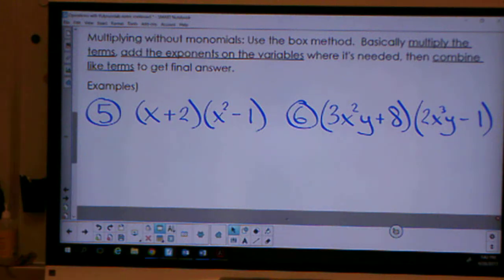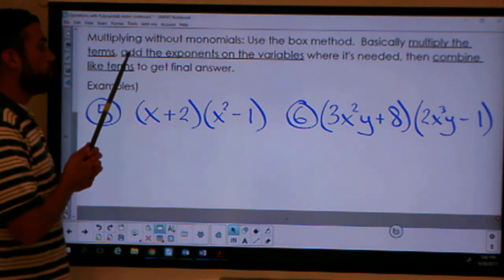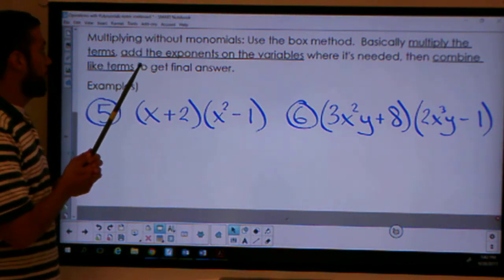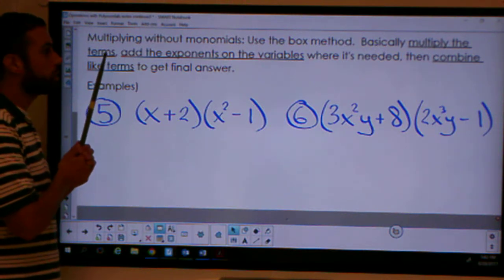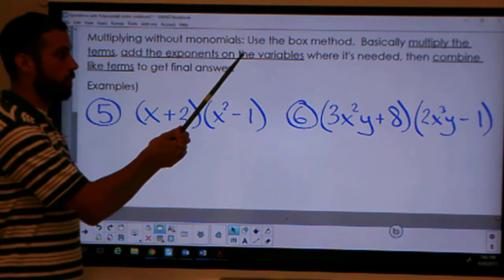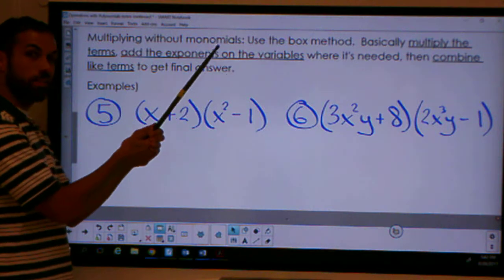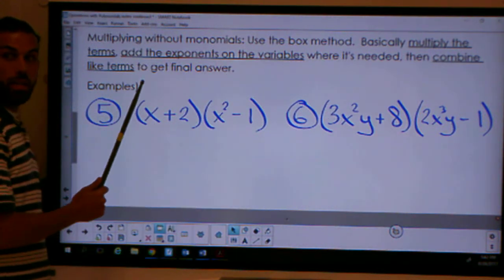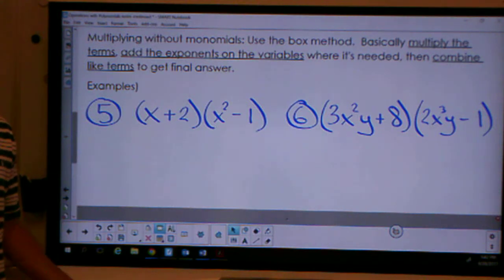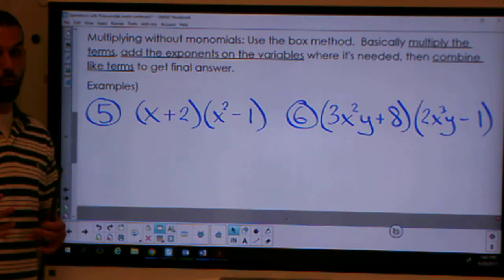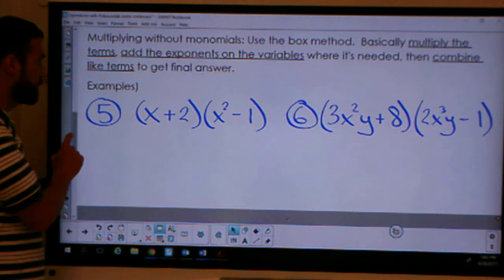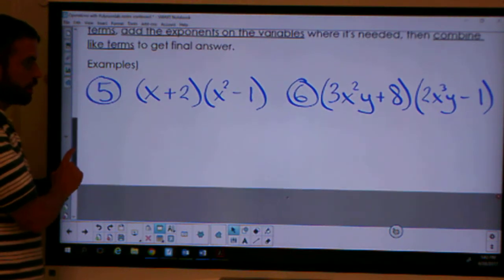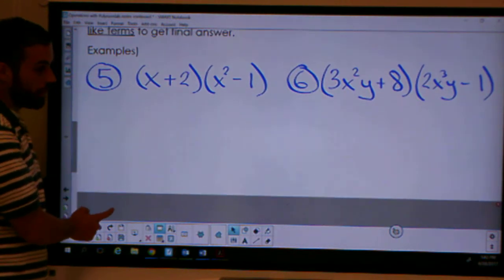So essentially with the box method, you are doing the first two things that we have been doing. You're multiplying the terms, you're adding the exponents on the variables. But sometimes you will have to combine like terms at the end. Sometimes you won't have to combine any like terms, but you need to start being on the lookout for those like terms at this point when we do these types of problems. So here we go. The box method is very simple.